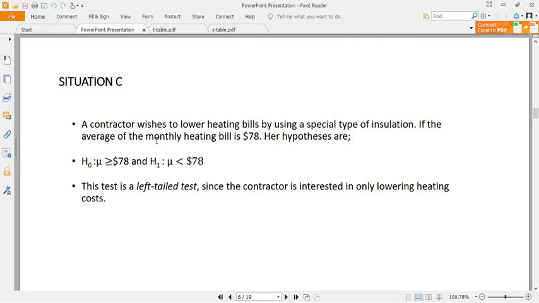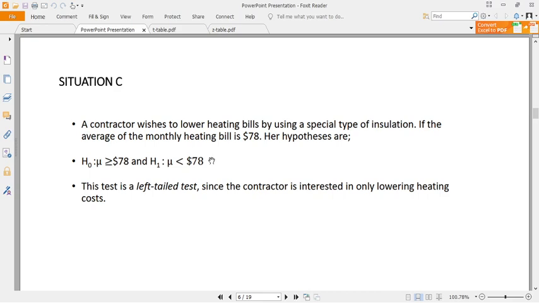Then situation C, a contractor wishing to lower heating bills by using a special type of insulation. If the average monthly heating bill is $78, he is interested in lowering it, so that will be our claim, or our alternative. So the alternative is that the mean bill will be less than 78, and therefore the null hypothesis will be that the mean has always been greater than or equal to 78.